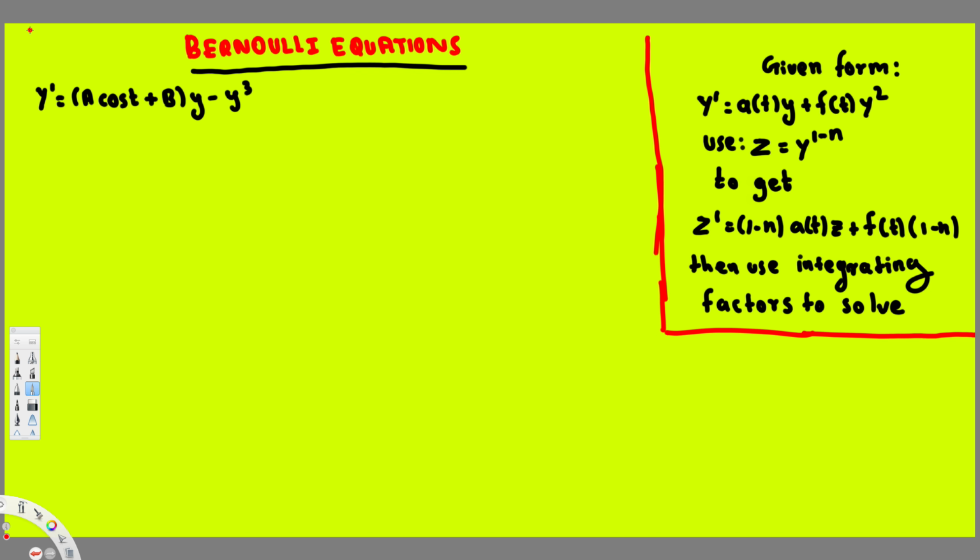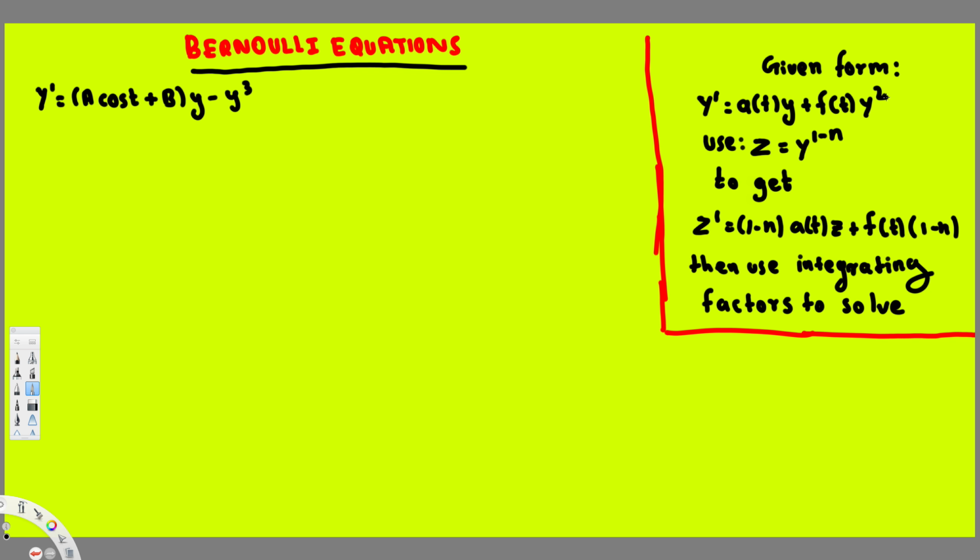What's going on, guys? In this video we are going to see how to solve a Bernoulli's differential equation. First of all, we have to know what the standard form of Bernoulli's differential equation looks like. It looks like this: y prime is equal to a of t y plus f of t y to the power n.